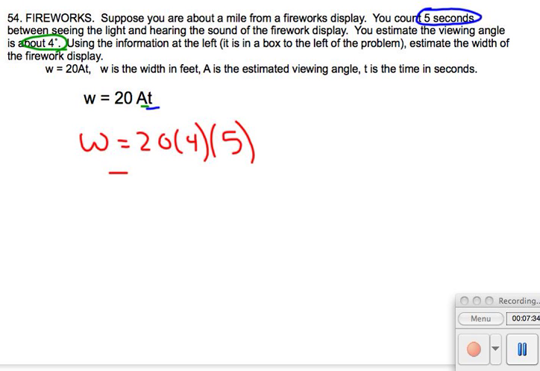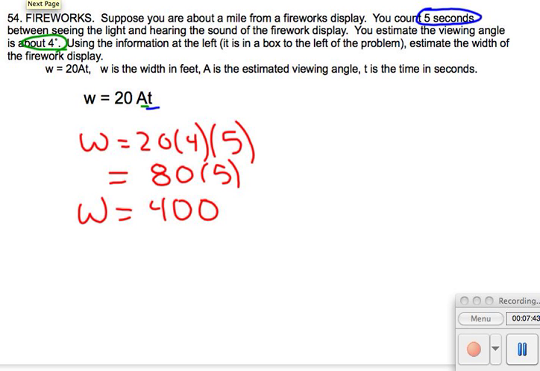So when I multiply, I get 20 times 4 is 80. Multiply it by 5, I get 400. Now, it's a story problem. Story problems need labels. So we're talking about the width in feet. So my answer is 400.